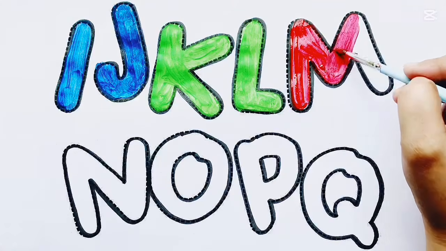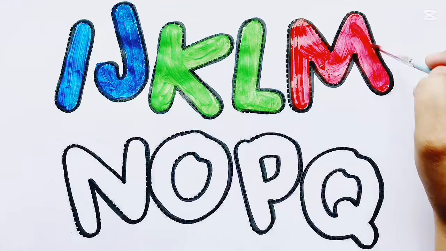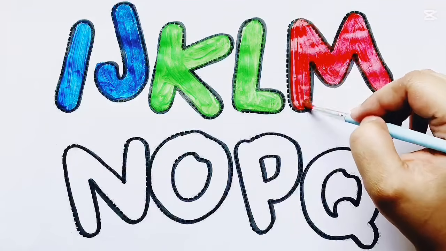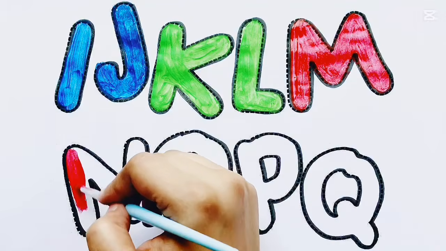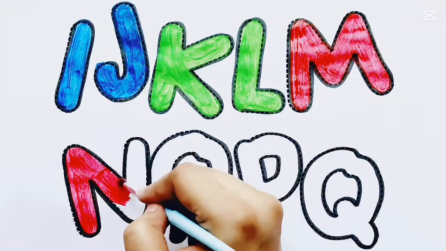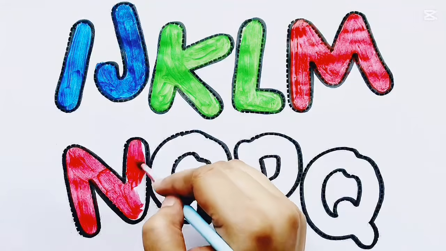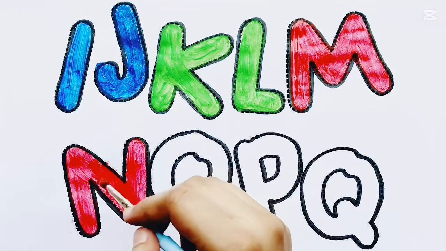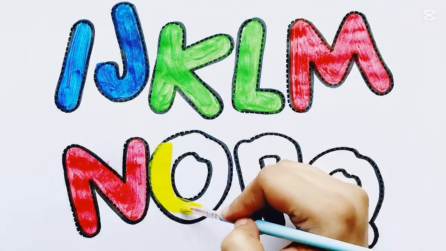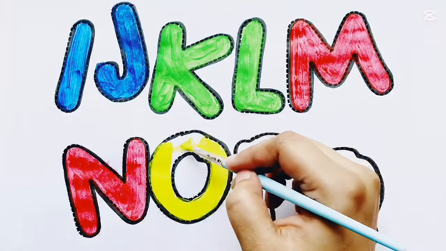Angel, address, animal, answer, April, autumn, ambulance, airplane, arrow, alligator. N for nest. Ant. Amazing art. Apple. Angel. Address. Animal. Answer. April. Yellow color. O for owl. Airplane. Arrow. Alligator. Ant. Amazing art.